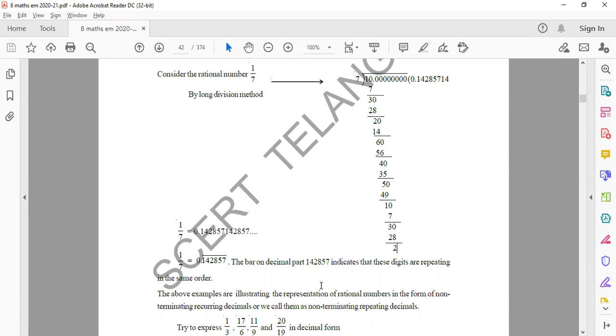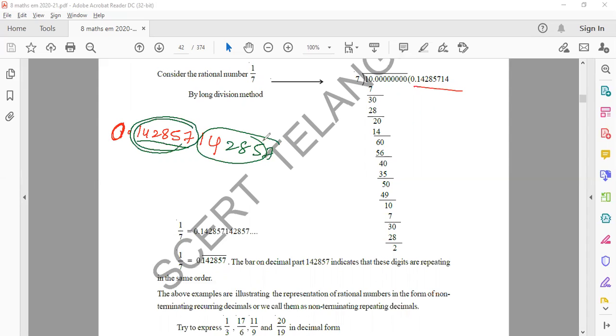Non-terminating repeated decimals. I think the decimals are repeated. What are the values repeated? I'll write it here, one second. What final answer did they get? 0.142857. If you still continue, you are going to get 142857 again, the same 142857. If you still continue, the answer comes like this.